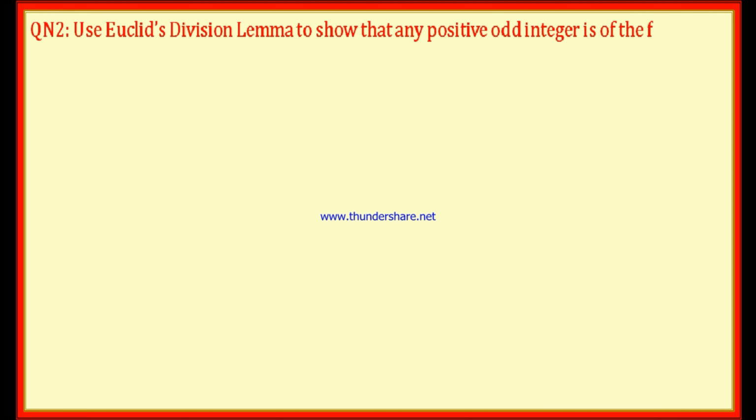Now, let us see question number 2. Use Euclid's division lemma to show that any positive odd integer is of the form 6q plus 1 or 6q plus 3 or 6q plus 5, where q is some integer. I shall repeat. Use Euclid's division lemma to show that any positive odd integer is of the form 6q plus 1 or 6q plus 3 or 6q plus 5, where q is some integer.